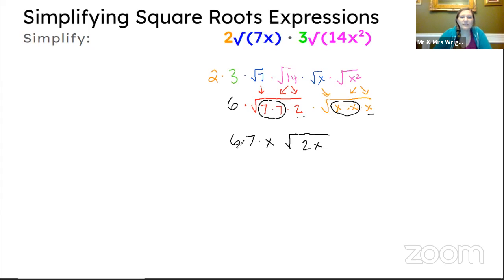The only thing left for me to do is to multiply all the things out here in my coefficient spot. 6 times 7 times x is 42x, and then radical 2x. And that is multiplication of radicals. You just rearrange stuff to make it easier for you so that you can go ahead and combine it and then simplify it.